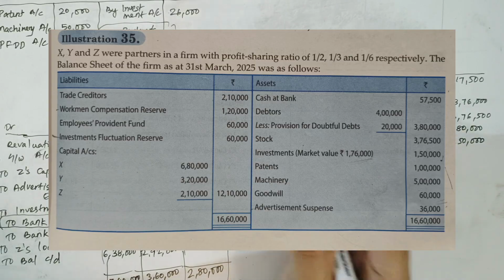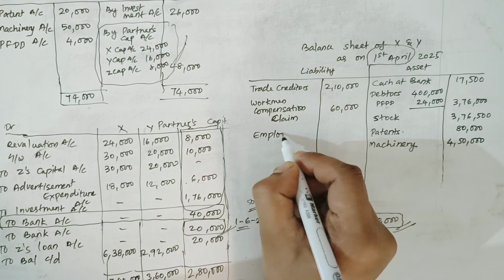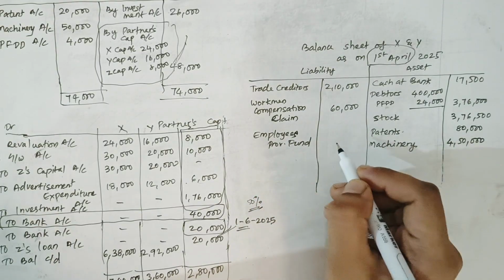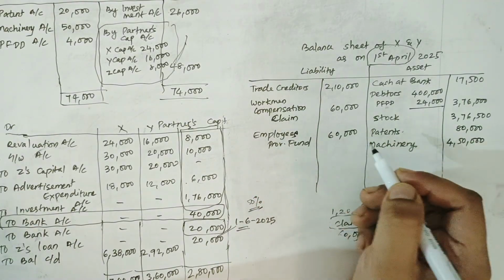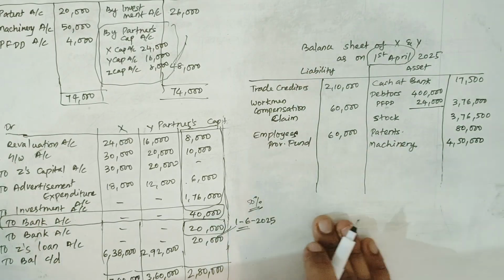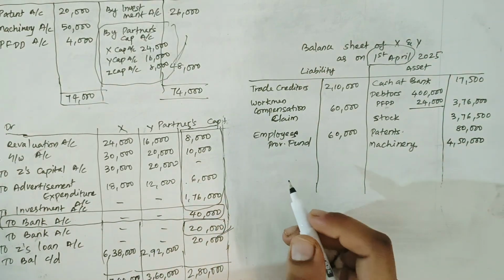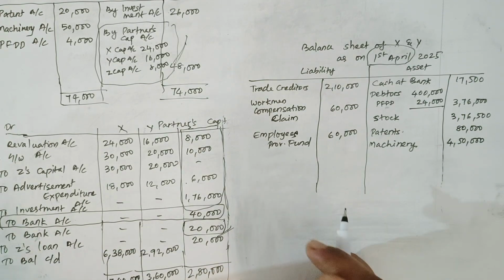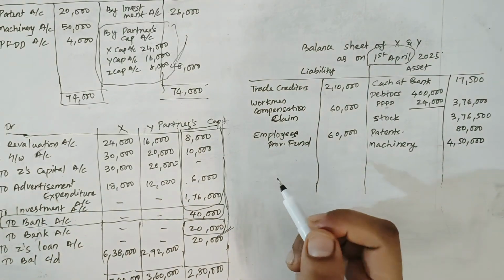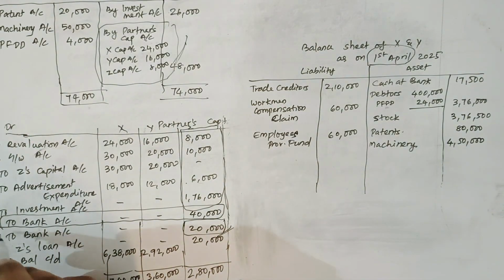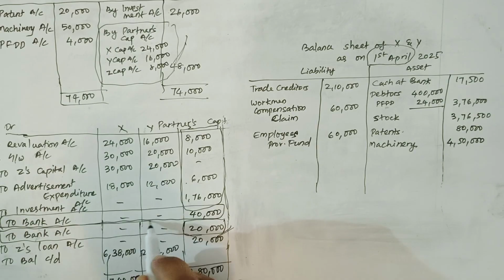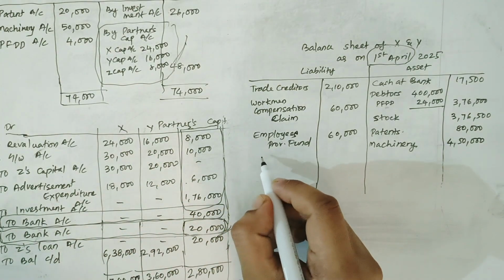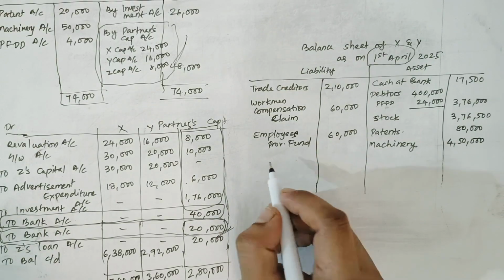And next one, employees provident fund. It's a liability. It was not distributed, so the amount is transferred to the new balance sheet. Next, investment fluctuation reserve was distributed among the partners, so it won't be recorded. Now what we have to record is this 20,000. It's a liability. We had issued a check of 20,000, so it has to be posted on the liability side of the balance sheet.